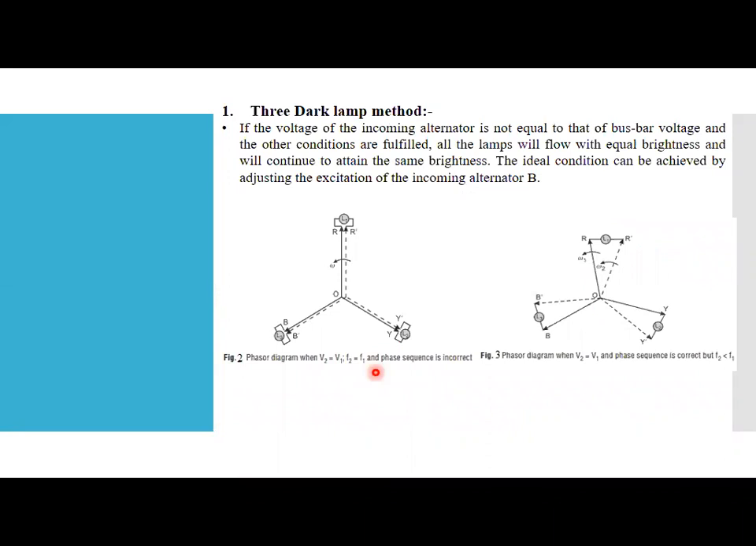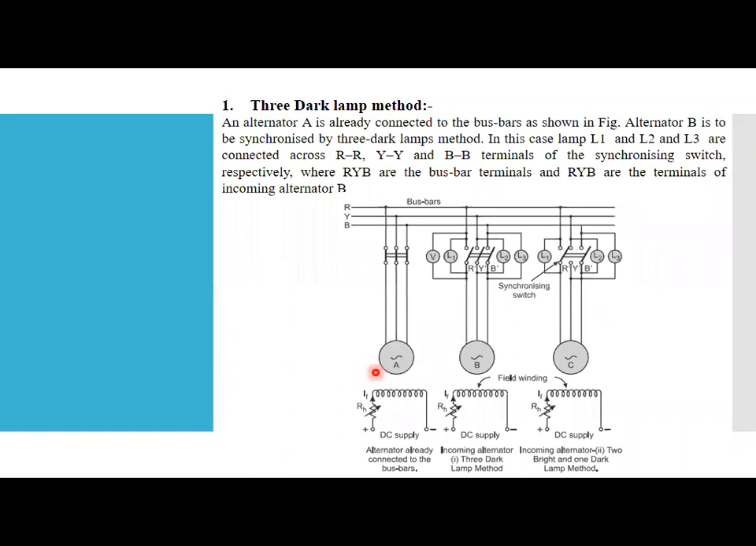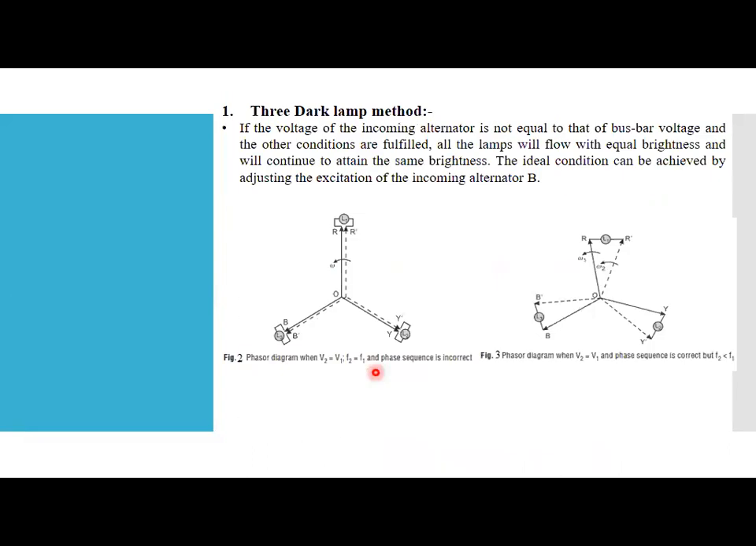Now second case, suppose voltage does not remain the same. Most of the time two things are not the same: voltage and frequency. So frequency will be controlled by the speed of the prime mover. Voltage will be controlled by the excitation of the field winding. If you increase the excitation of the field winding, your generated voltage is increased. If you decrease the excitation, your voltage will be decreased. So by controlling the excitation, we can control the voltage. By controlling the speed of the prime mover, we can control the frequency.